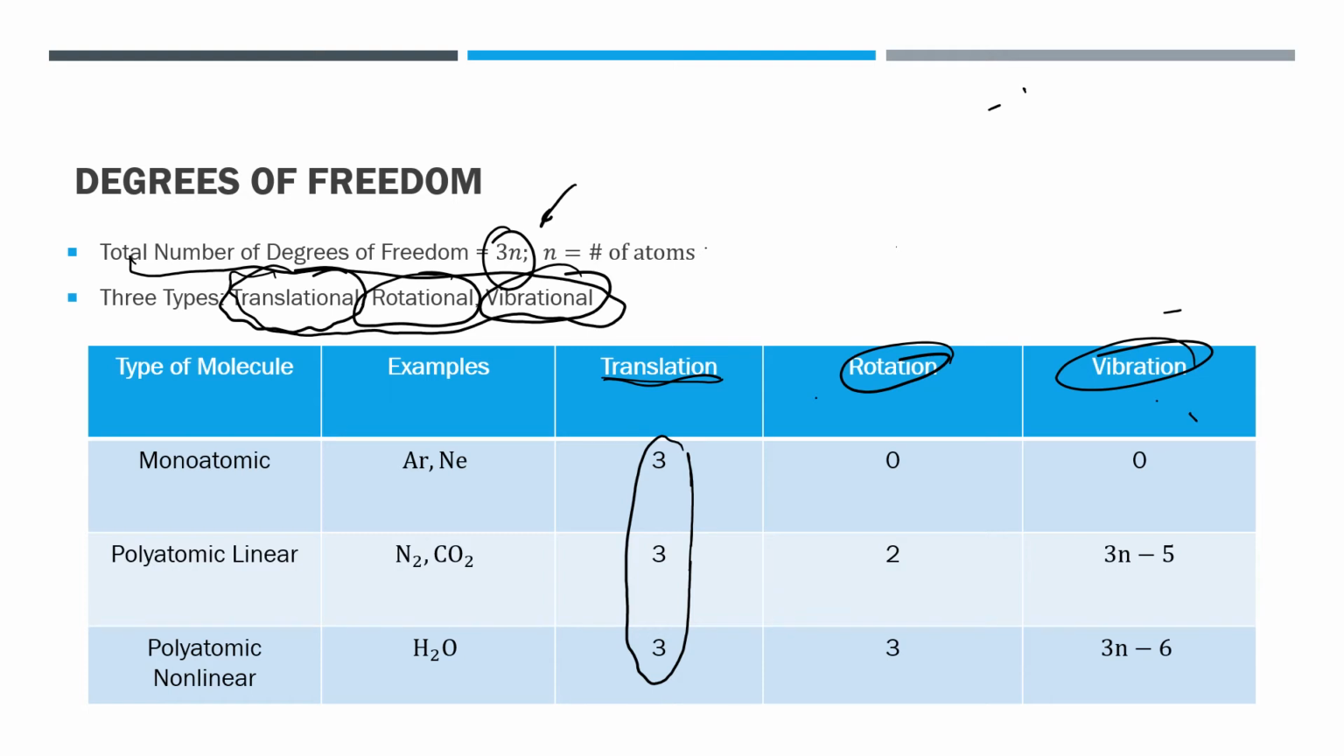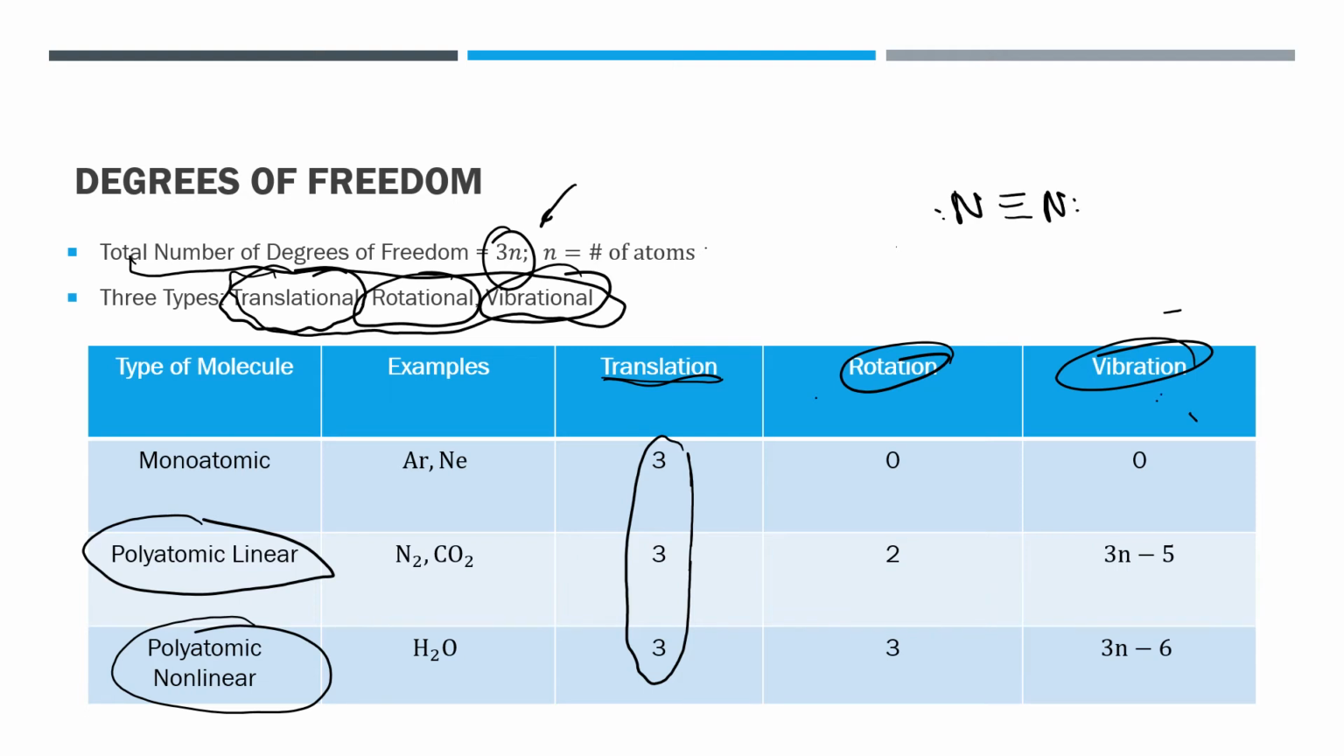We can just find the number of degrees of freedom of rotation and the number of degrees of freedom of vibration. So let's look, and we're going to break this down into polyatomic linear and polyatomic nonlinear, and I'll explain why we're breaking it down in a second. Let's look at a linear gas first. So let's look at something like nitrogen. We have nitrogen that looks like this.